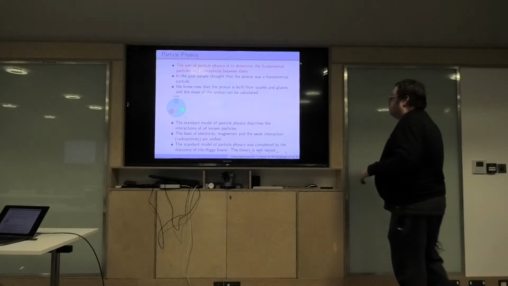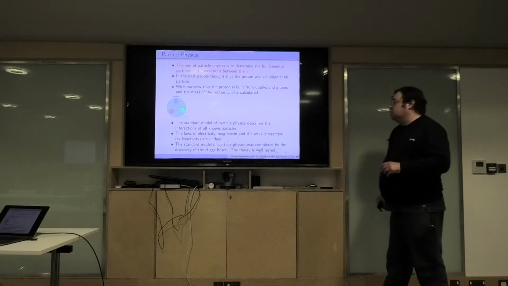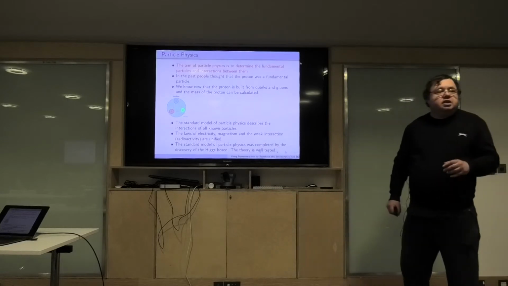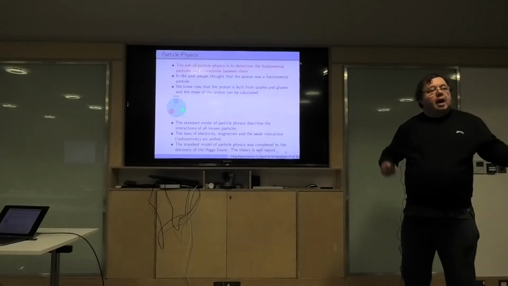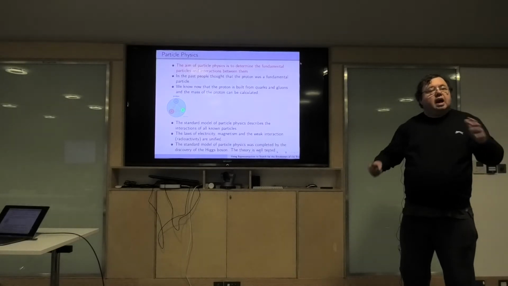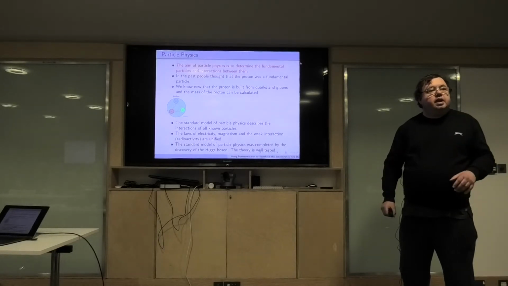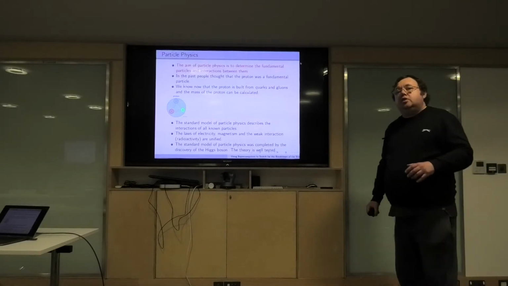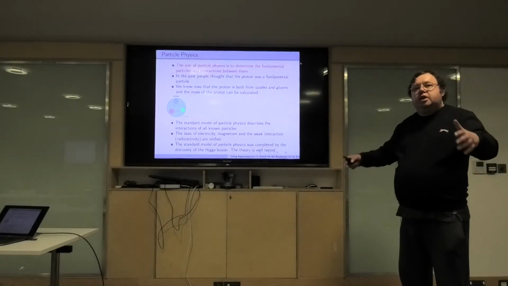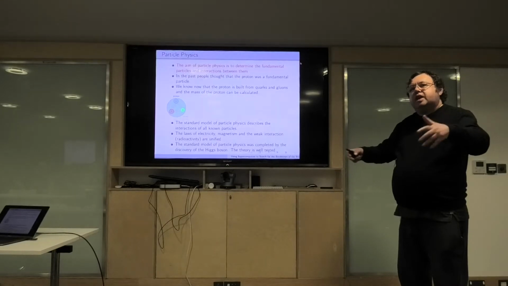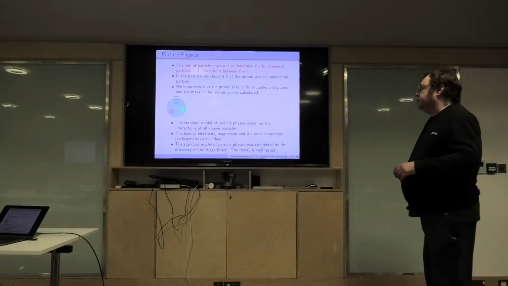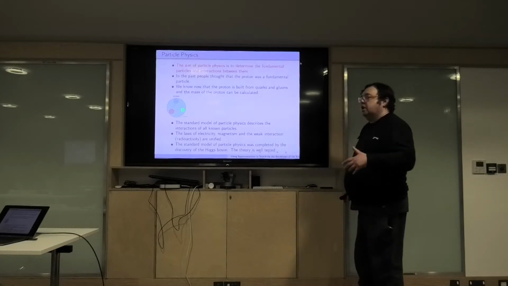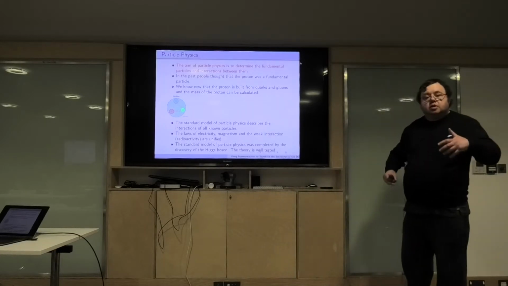The standard model of particle physics describes the interaction of all known particles. Also, in the past, people saw electricity and magnetism as separate things. It turns out they're different aspects of the same theory. So one of the underlying themes of particle physics is unification. Can we take all these different theories and show they're just different aspects of the same theory? And even the latest ideas are that radioactivity is also unified.